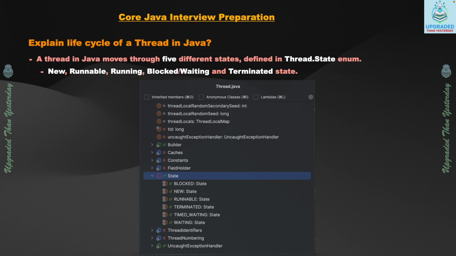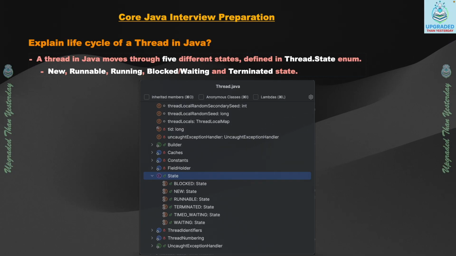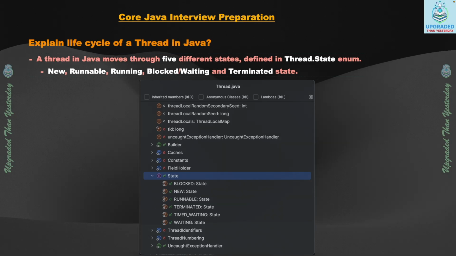Look at the Thread class. It has an enum called State. There the defined states are new state, runnable state, running state, waiting or blocked state, and terminated state. The waiting or blocked state has 3 subcategories. Those are blocked state, waiting state, and timed waiting state. Let's learn about each of these states one by one.